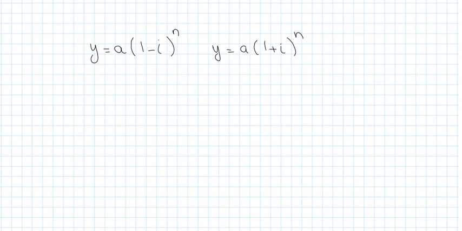And we have two different formulas for a reason. This one represents decay, so a decrease. And this one represents growth, which means an increase. So the 1 minus i represents your decay. The 1 plus i represents your growth.